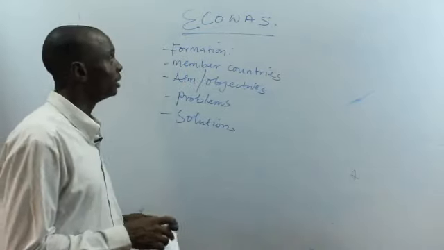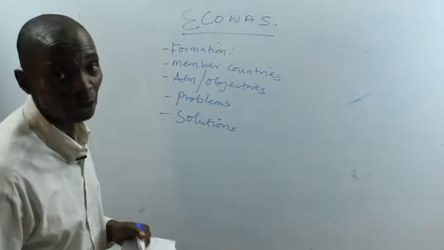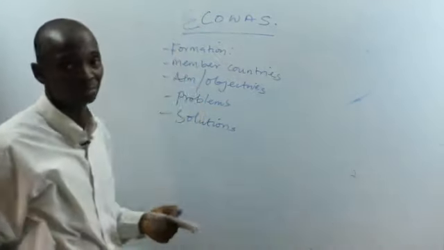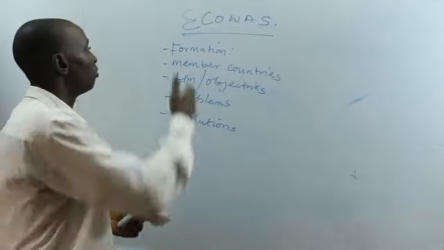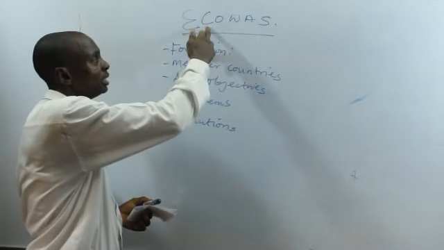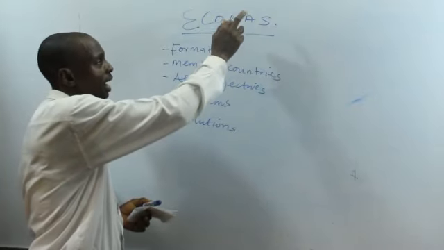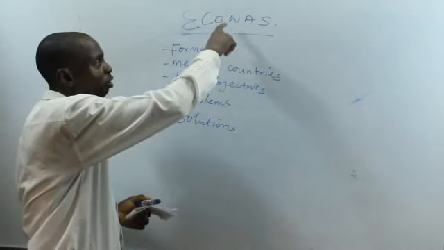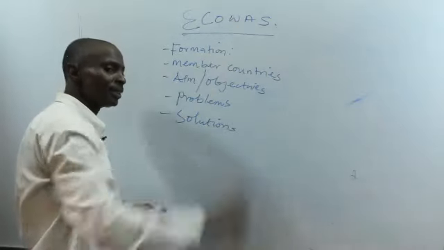Let's start from the meaning of ECOWAS. ECOWAS is a kind of acronym. It's an abbreviation of Economic Community of West African States. Economic Community of West African States.